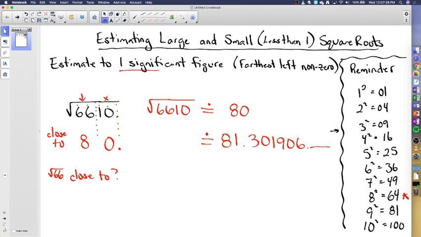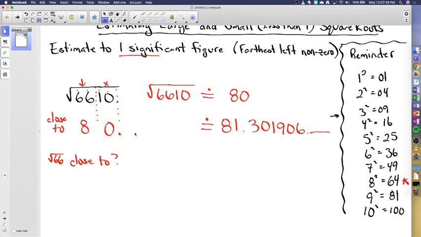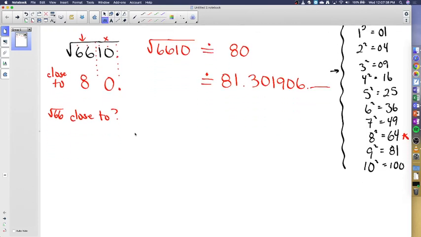Now the calculator is much more exact, but I don't need to be that close. I'm just trying to get a ballpark answer. I want to be within a reasonable range. Okay, let's do another one.